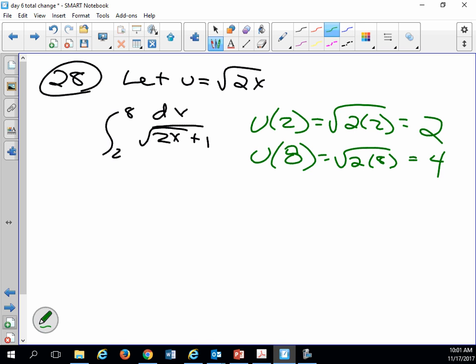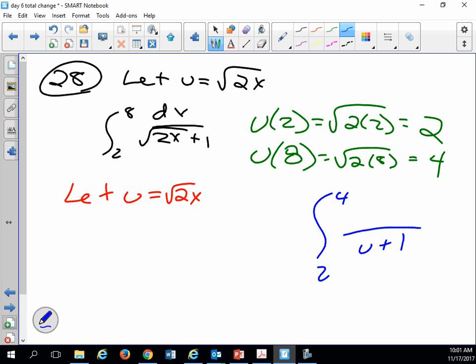Alright, so the next thing is now I need to talk about u. I said let u equal the square root of 2x. So if I'm putting it in here and going from 2 to 4, that means the bottom is u plus 1. Is the top just du? What do you have to do? You have to find du. Have I found du yet?